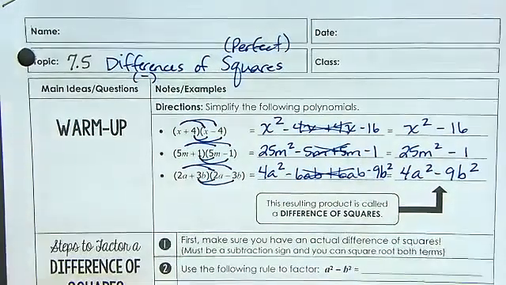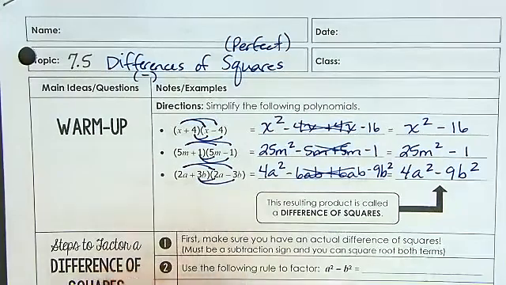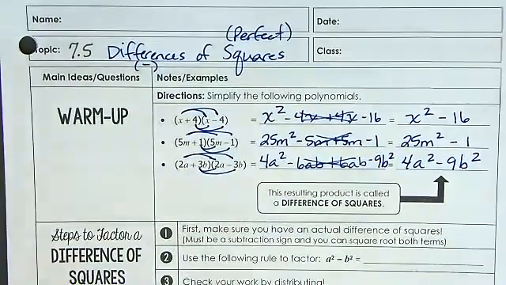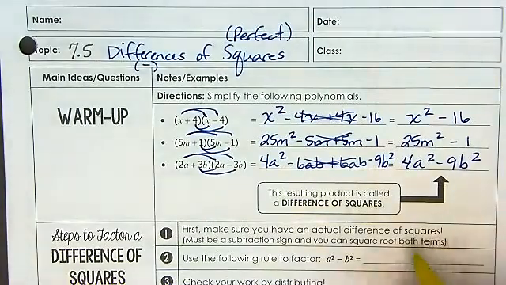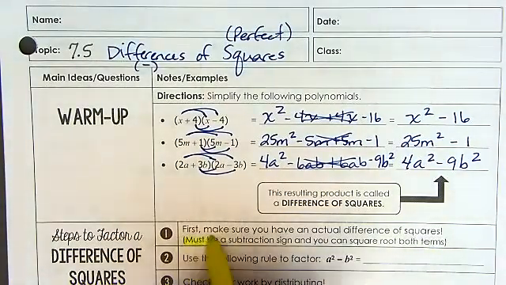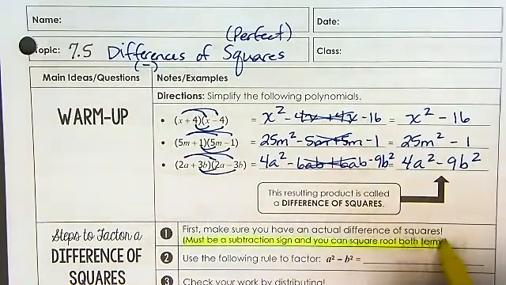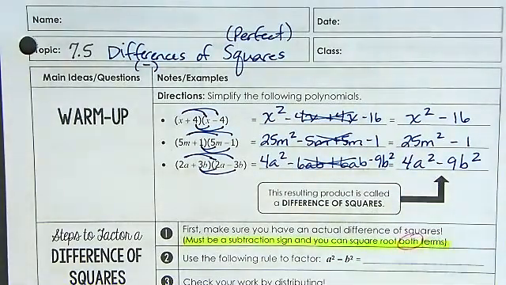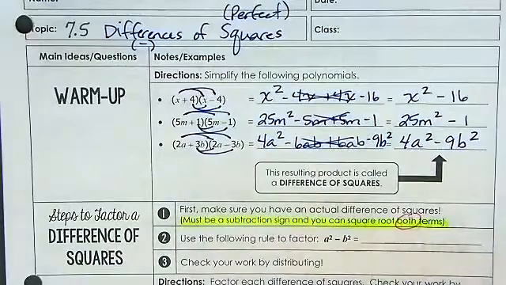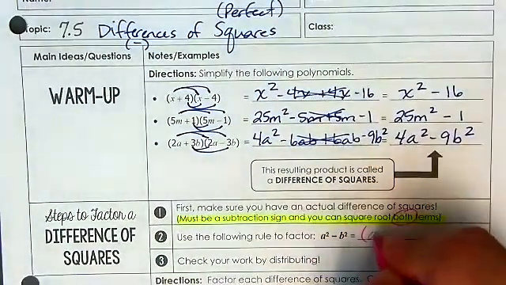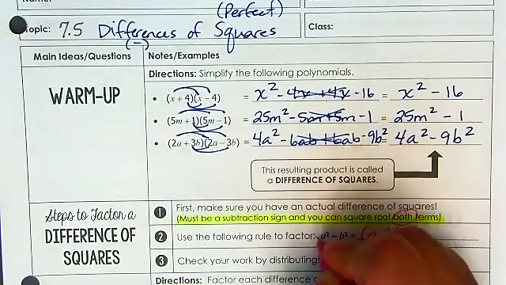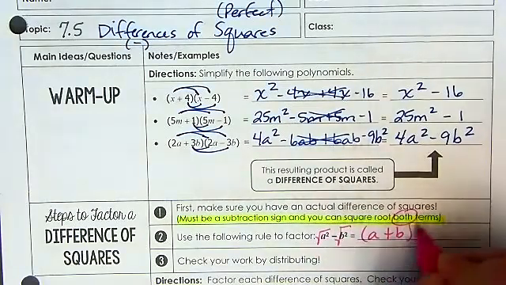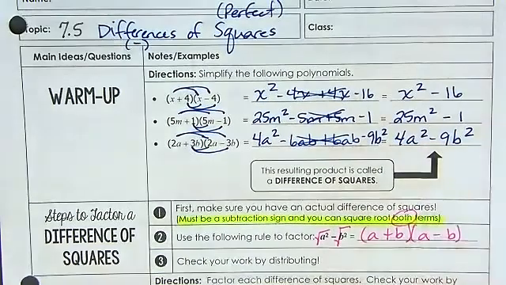All right. So first thing down here, when you're doing this rule, the steps to factor: first, make sure you have an actual difference of squares. That means it must be a subtraction sign, and you can square root both full terms. So use the following rule to factor. If they both can be square rooted, then I take the square root of each one, and I have a plus b times a minus b. And I'll show you what that means. And then you can check it by remultiplying, and you should get the same answer.